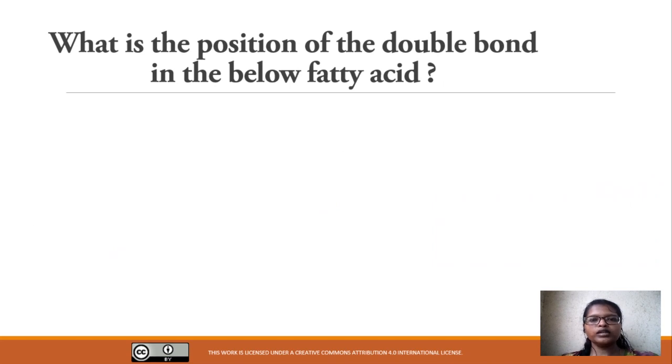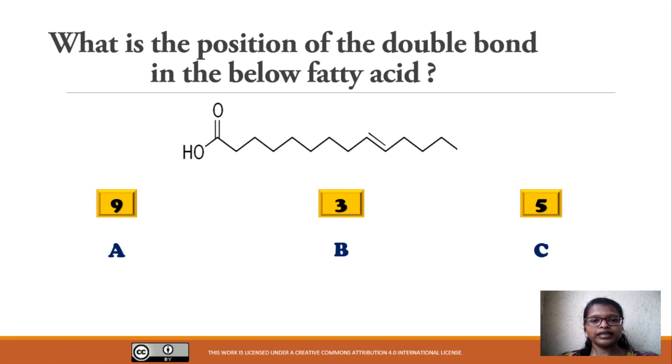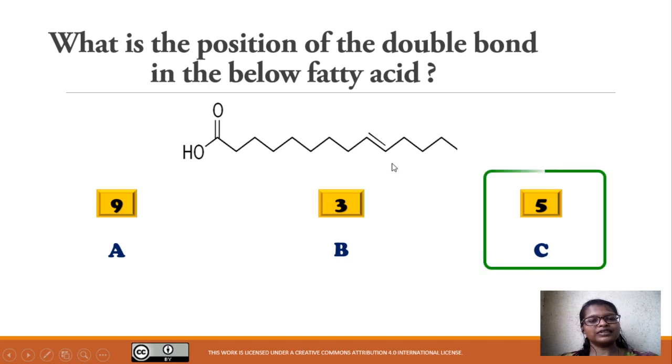Moving on to the last question. What is the position of the double bond in the below fatty acid? You are given a fatty acid and asked to find the position of the double bond. Now there are two double bonds here. This one is the C double bond O, but this is not the double bond we were talking about, because we consider only the double bond in the side chain, that is the hydrocarbon chain. These were the options given to you. This is the first carbon, the COOH carboxylic acid carbon, and the next carbon to it is called alpha, this is called beta, and so on. We learned that the last carbon is called the omega carbon, and from that omega carbon we have to start counting for the position of the double bond. This will be carbon number 1, 2, 3, 4, 5 and 6. So we find the double bond between carbon 5 and 6, hence the position will be 5.